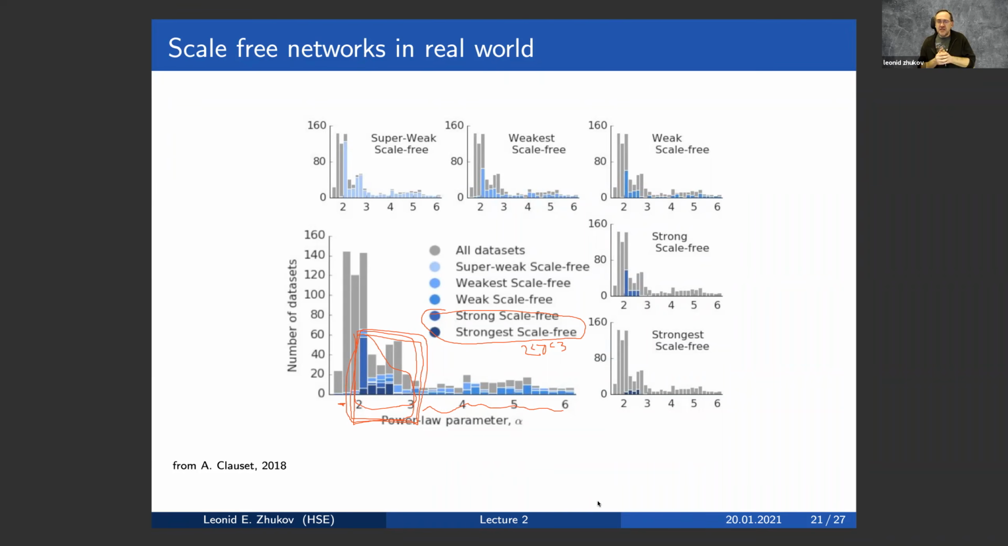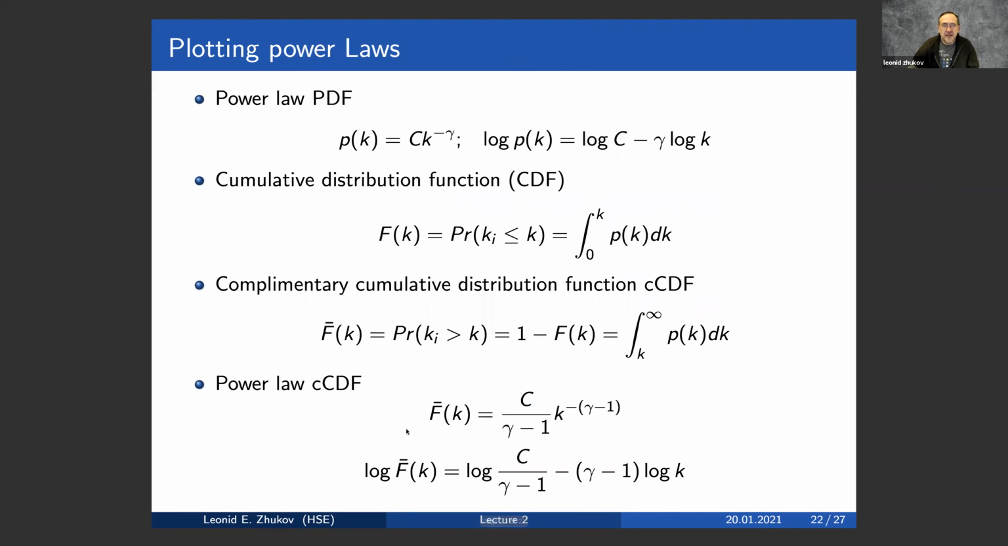Then the question is, okay, if they exist and if they possess this scale-free property, can we find gamma? How can we actually calculate this gamma parameter, and how to do it the right way? We're going to touch upon this a little bit, and then you're going to work on this during the lab session. There are several ideas.